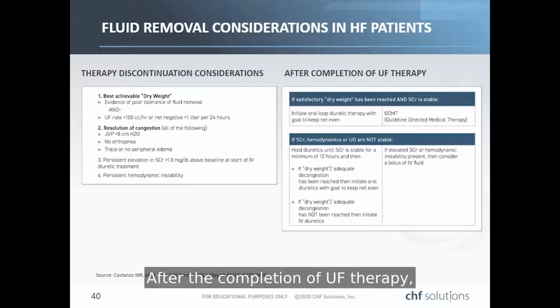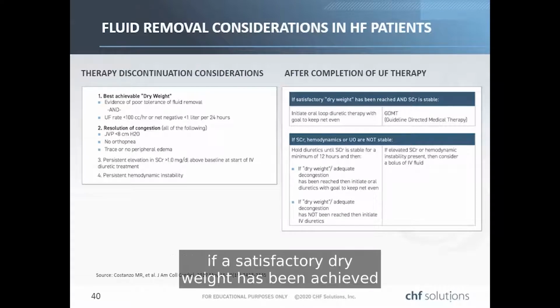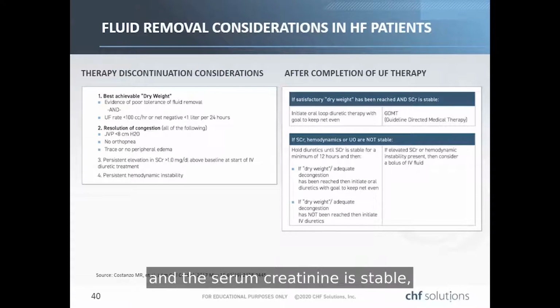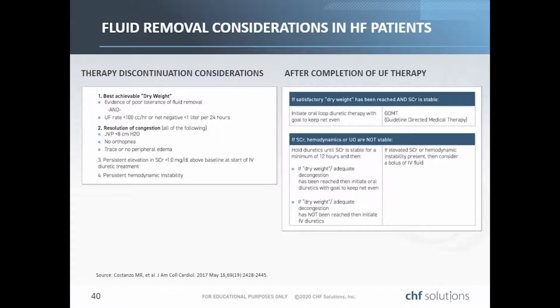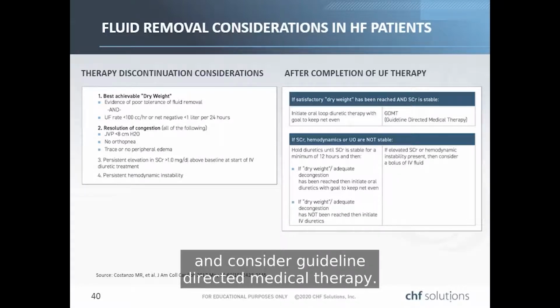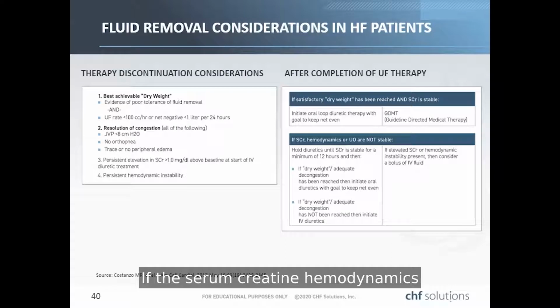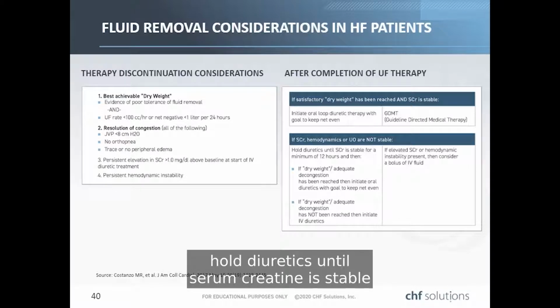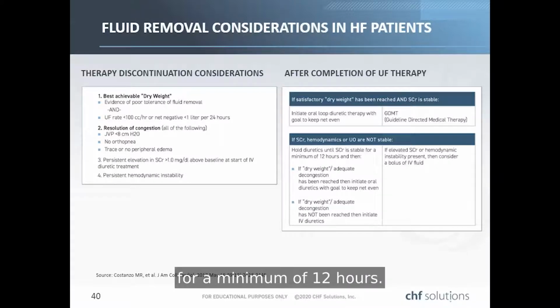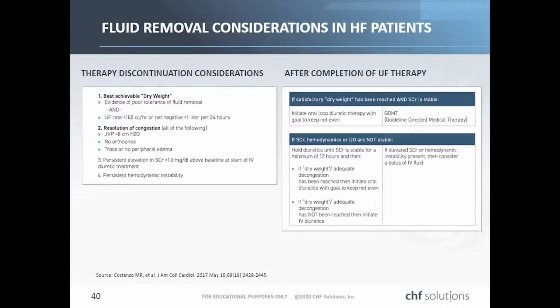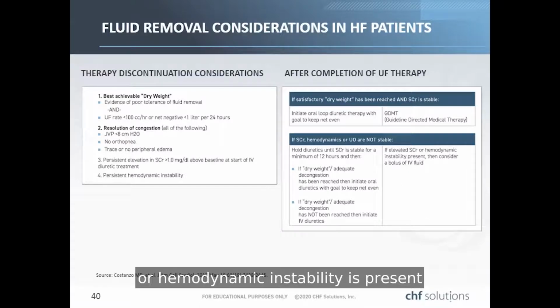After the completion of UF therapy, if a satisfactory dry weight has been achieved and the serum creatinine is stable, initiate oral loop diuretic therapy with the goal to keep the patient net even, and consider guideline-directed medical therapy. If the serum creatinine, hemodynamics, or urine output are not stable, hold diuretics until serum creatinine is stable for a minimum of 12 hours. If the elevated serum creatinine or hemodynamic instability is present, then consider a bolus of IV fluid.